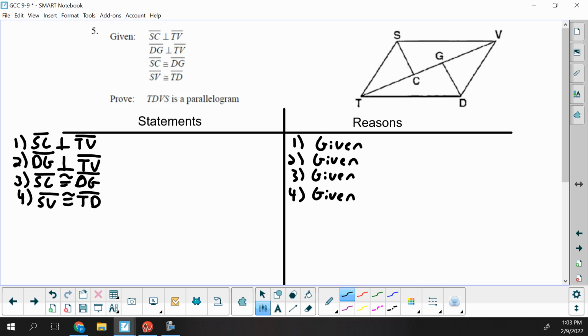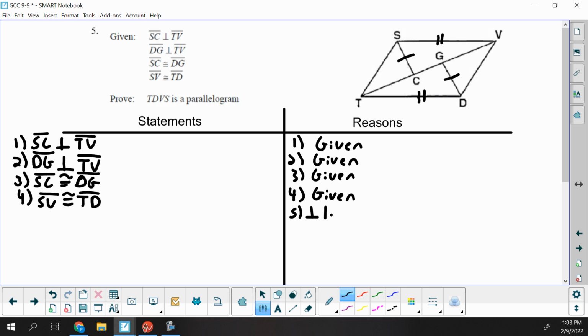If we mark up what we have so far, we've got SC congruent to DG, and we've got SV congruent to TD. The fact that SV is congruent to TD basically rules out both pairs of opposite sides parallel. We either want to get that same set of sides parallel or get the other set of sides congruent. Well, let's go with these perpendicular lines.